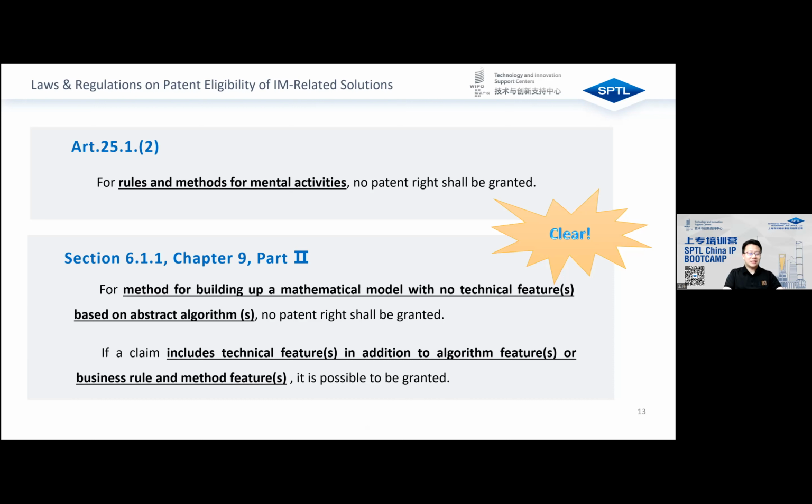I believe these provisions quite make sense, since the market would be monopolized if a purely theoretical solution were protected by patents. Then, how about Article 2.2 and its further provisions in the guidelines? Let's have a look.